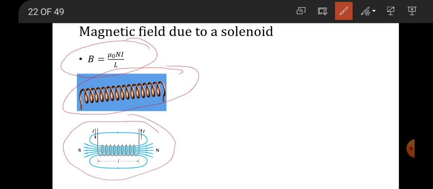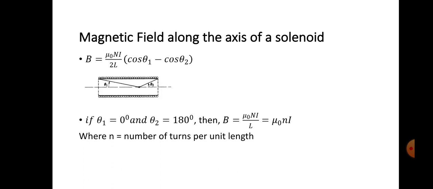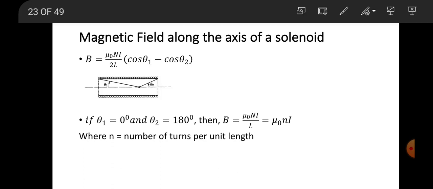So according to Biot-Savart law, like I said, I'm not going to bog us down with how we got to this. We should just know that the magnetic field due to a solenoid is B equal to mu naught N I all over L. Okay, so that leads us to, this is a continuation of that.